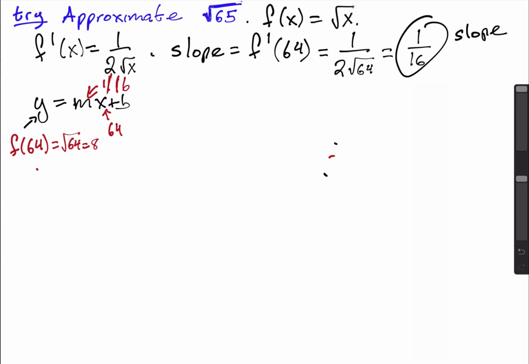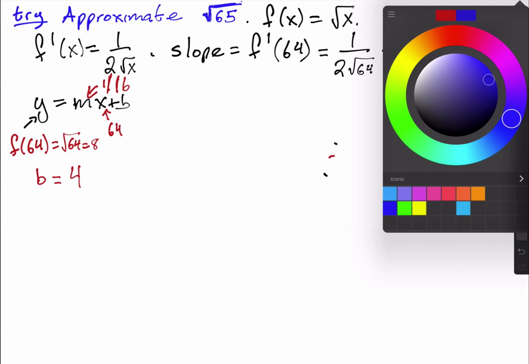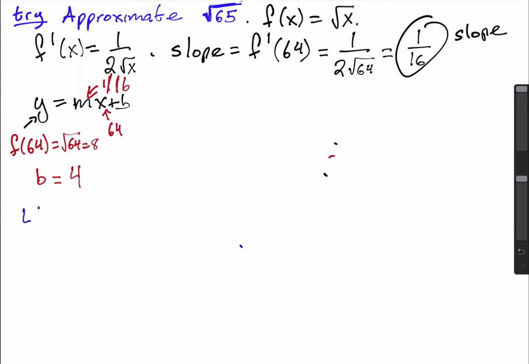Okay, so then what did you find for b? 4. 4? Okay, all right. So then we have, let's see. So L, the linearization, is equal to 1/16 x plus 4. Notice that so far, how many times have I used 65 or square root of 65? We have not used it at all, right?